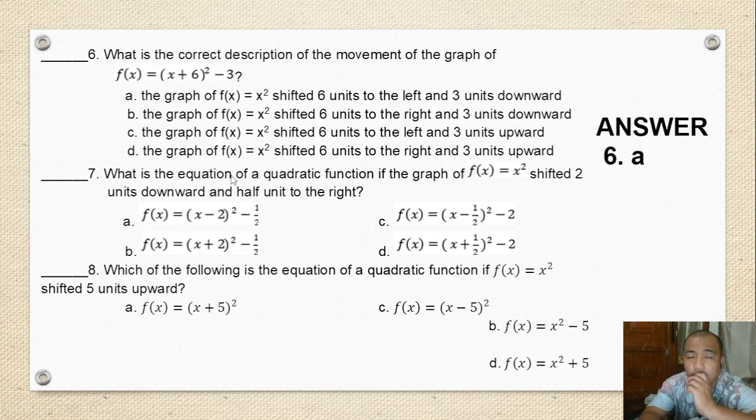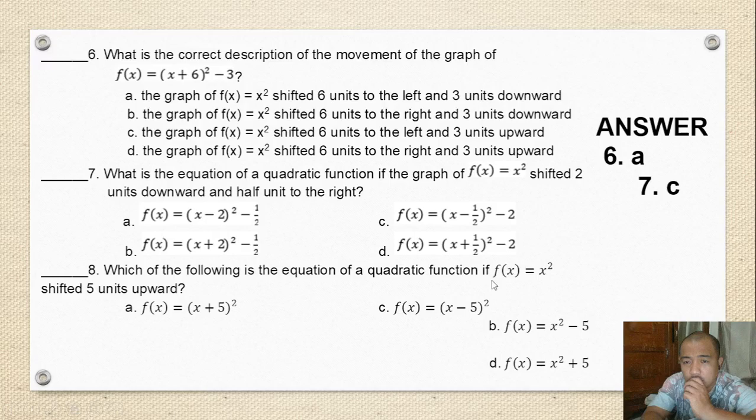A. How about 7? What is the equation of a quadratic function if the graph of f of x equals x squared is shifted 2 units downward and half unit to the right? 2 units downward means minus 2 for k. So it's either C or D. But half unit to the right, to the right is minus. So we will choose C. 7 is C.